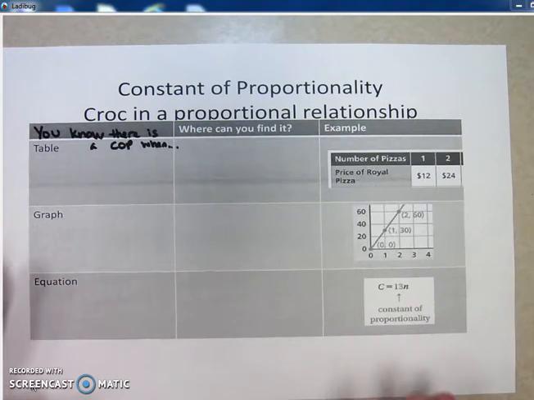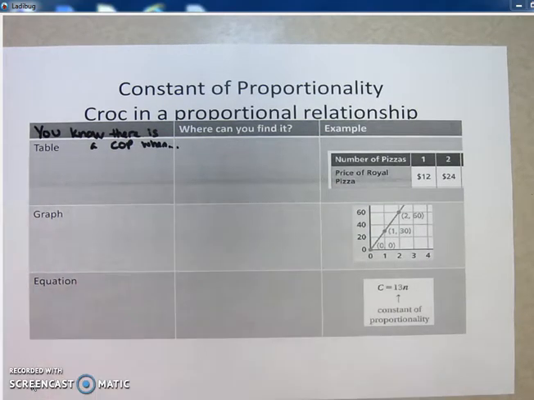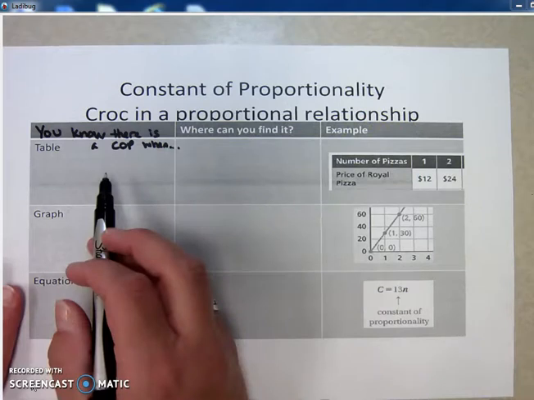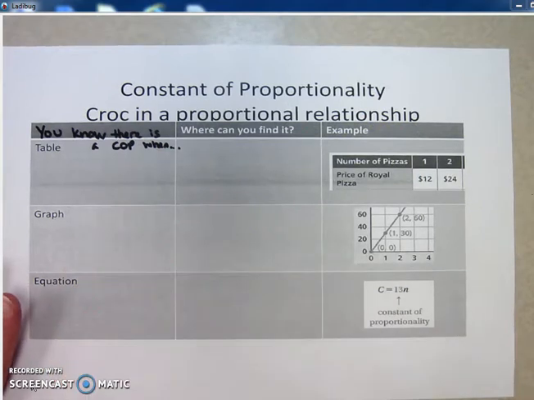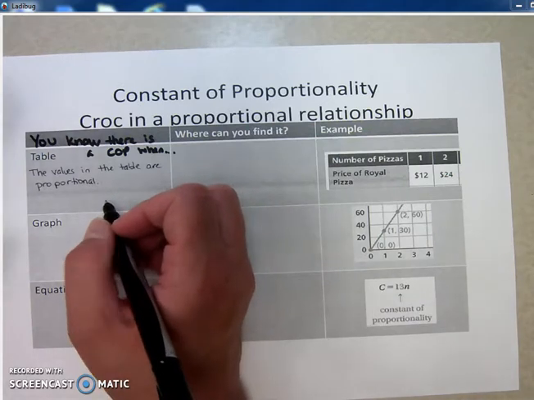So what we're going to do is I'm going to be writing some notes in here, and you're going to write them down too, and I'm going to talk you through it and show you some examples. So the first thing is, in a table, you know that it is going to have a constant proportionality when the values in the table are proportional. And if you ever need to pause to write down these notes, you can feel free to do that.